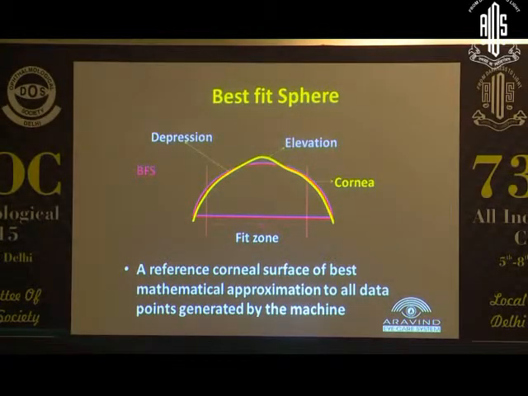So we assume the best fit sphere, and the best fit sphere is nothing but a reference of the corneal surface, the best fit mathematically approximated to all data points generated by the machine. So the pink color is supposed to be the best fit sphere. Any elevations or depressions along with the best fit have to be represented in different color codes.